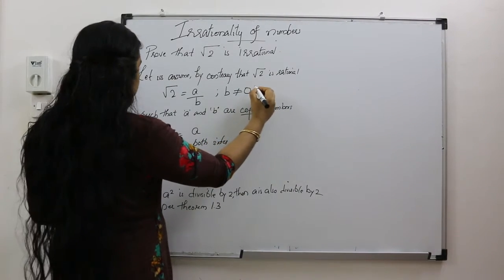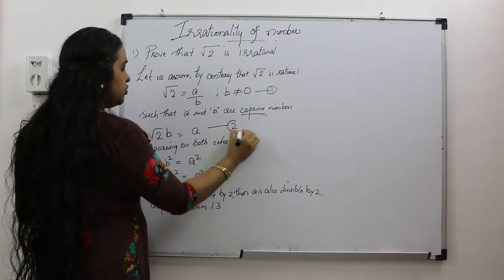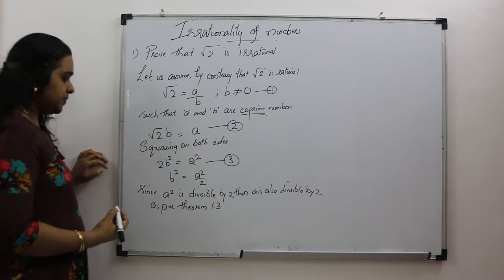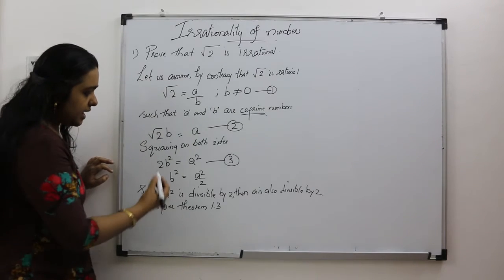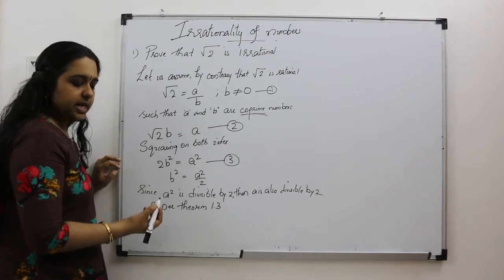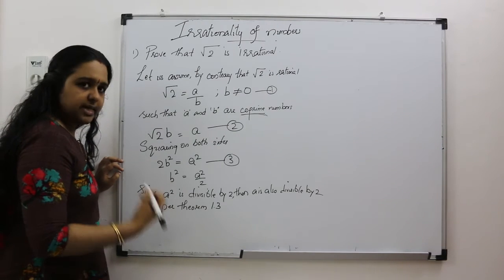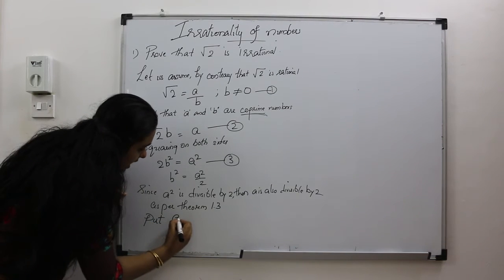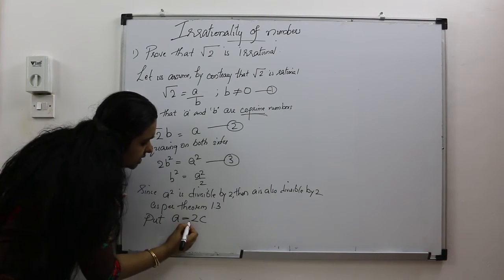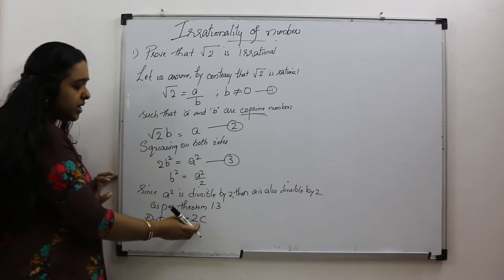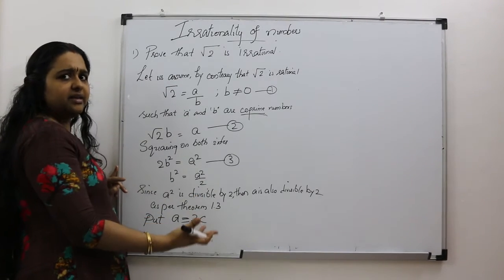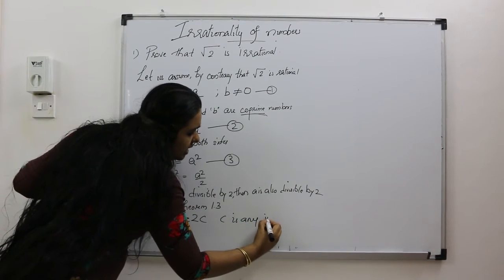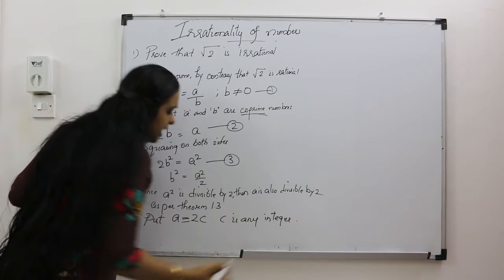So this is our equation 1, equation 2, equation 3. So I am going to write a equals 2c. I am just going to make a substitution. Put a equals 2c. I can make the substitution because a is completely divisible by 2. c can be any integer. Okay. c is any integer.